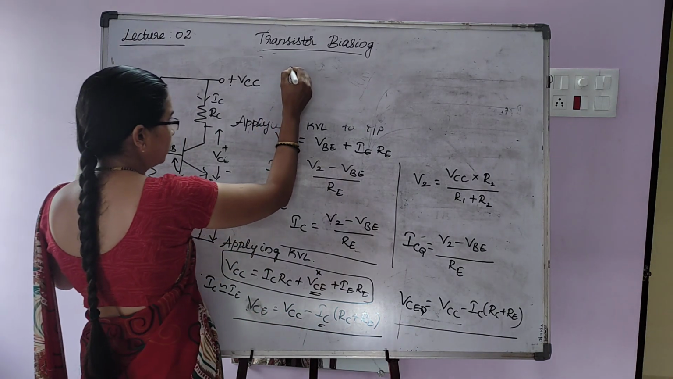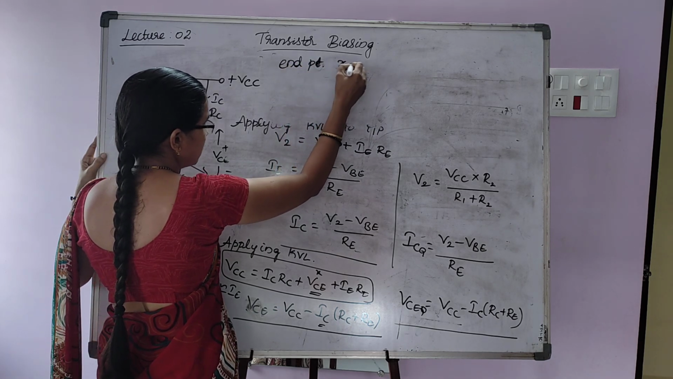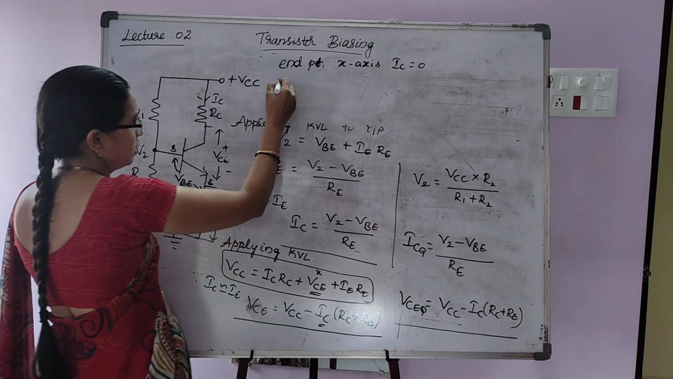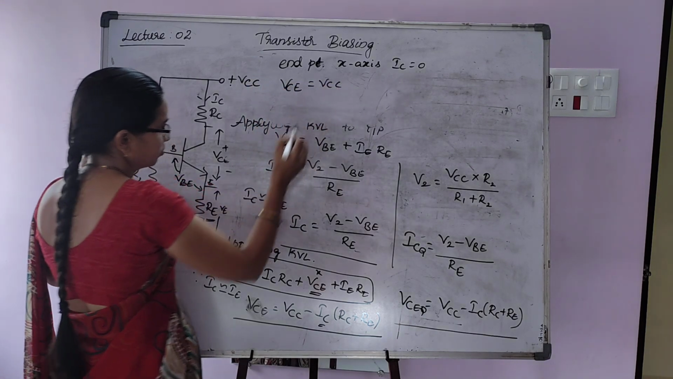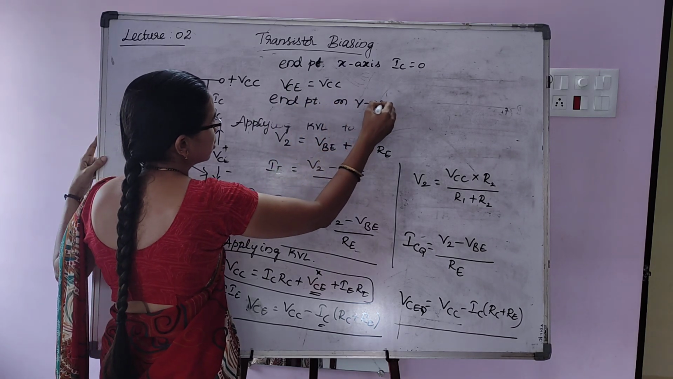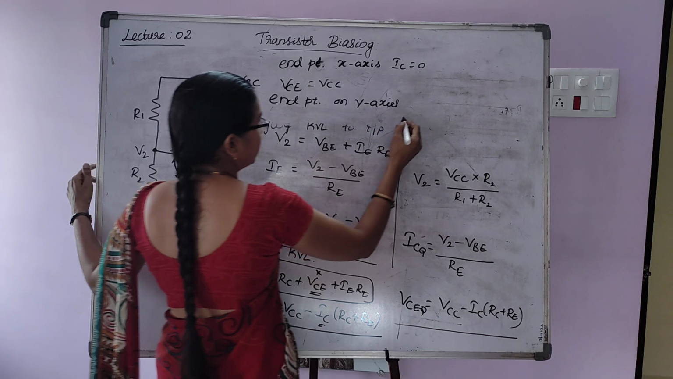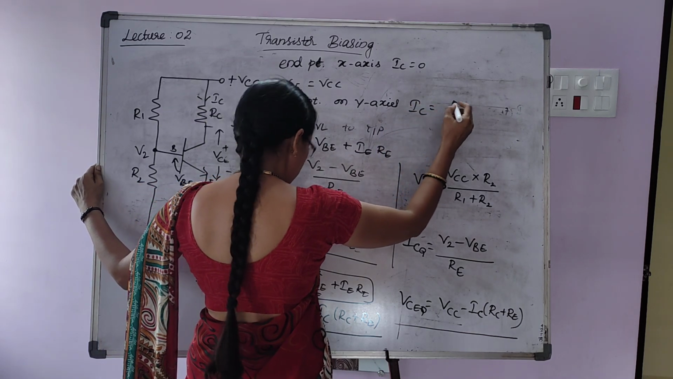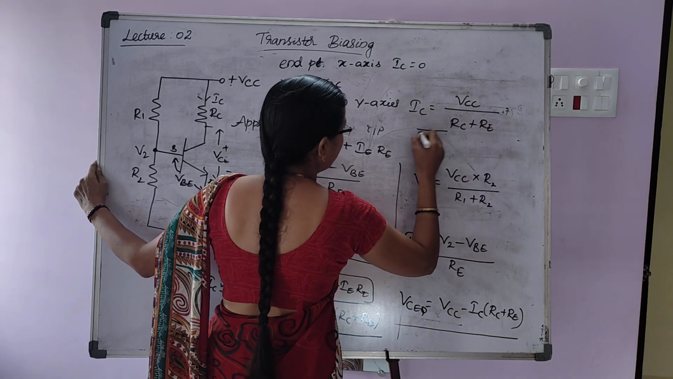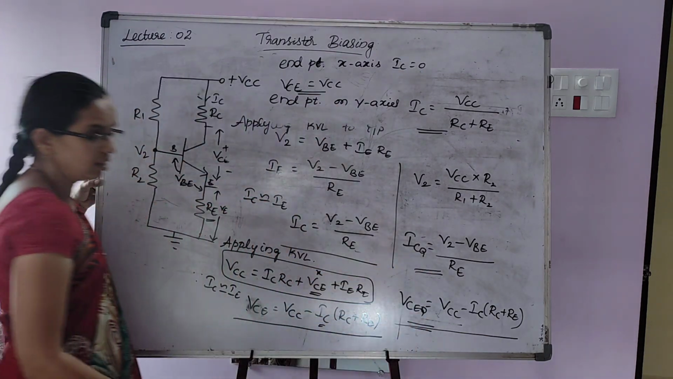If you want to find the end point of the DC load line on the X-axis, IC should be equal to 0. At that time VCE is equal to VCC. If I want to find the end point on the Y-axis, then VCE should be equal to 0. Then IC is equal to VCC divided by RC plus RE. These are the end points of the DC load line, and these two are the coordinates for the Q point.